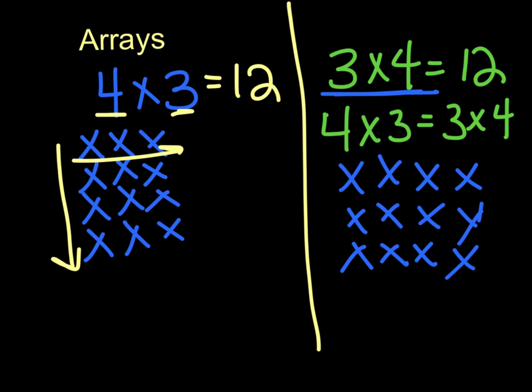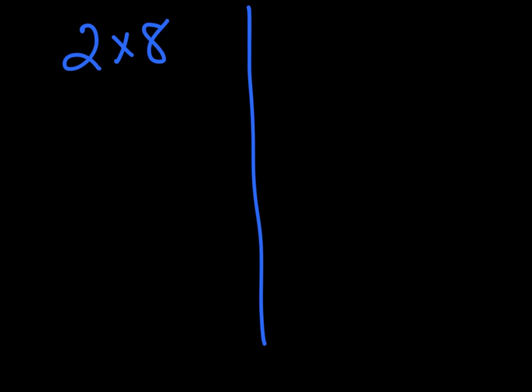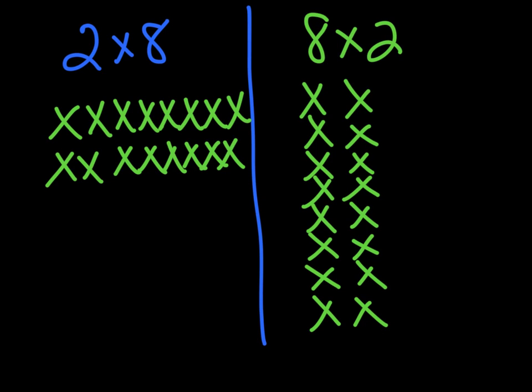Okay, so let's do one more of those. Okay, this time I'm going to give you 2 groups of 8. So you draw the array for that, and then give me the array that is the commutative property of that, and then come back to check. Okay, this time our arrays look pretty different. So we have a mostly horizontal array, which shows 2 groups of 8, and we have a mostly vertical array that shows 8 groups of 2.